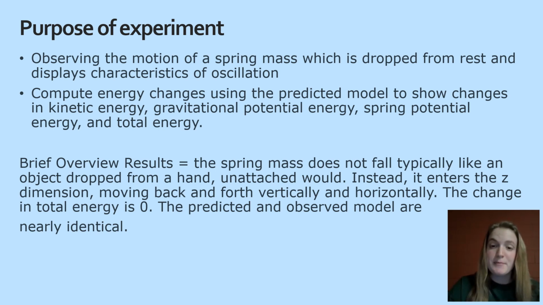In this experiment, we want to compute the energy changes using the predicted model to show changes in kinetic, gravitational potential, and spring potential energy, which will all equal the change in total energy. The results from this lab are that the change in total energy is supposed to be equal to 0, which mine is very close to, and that the predicted and observed model are nearly identical.